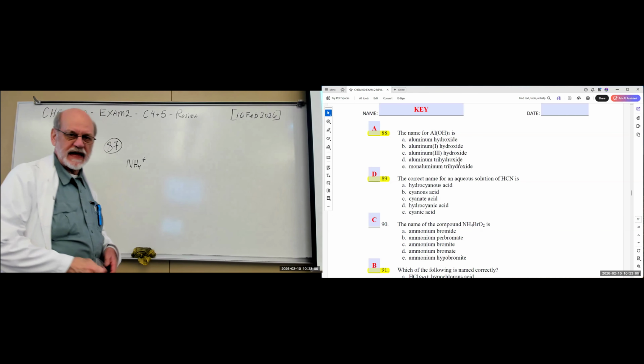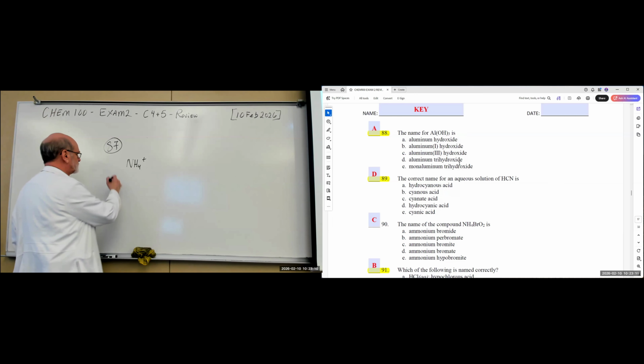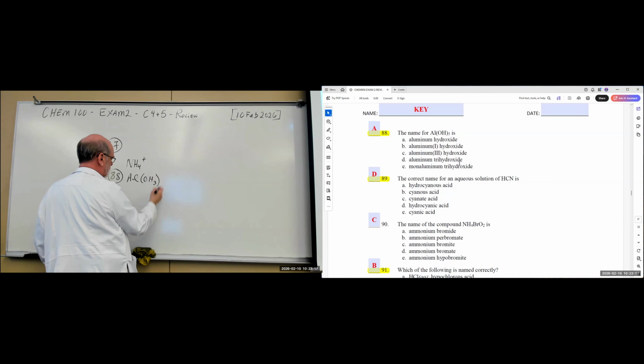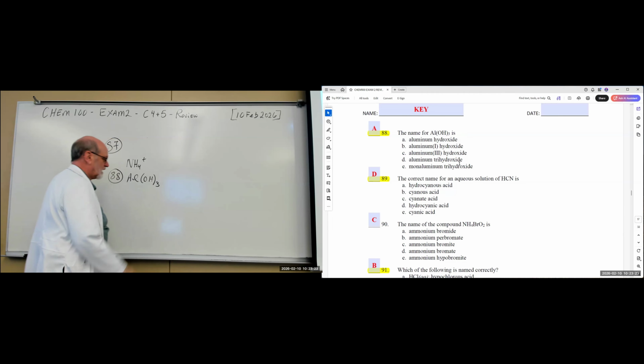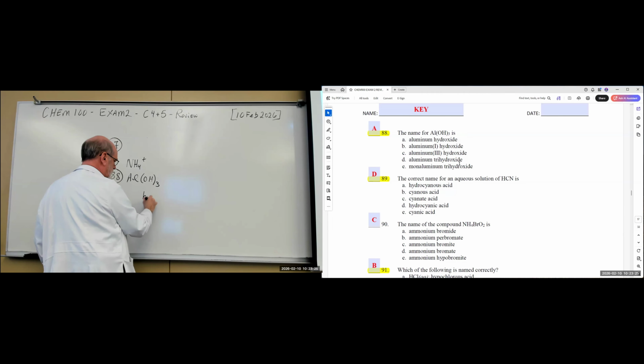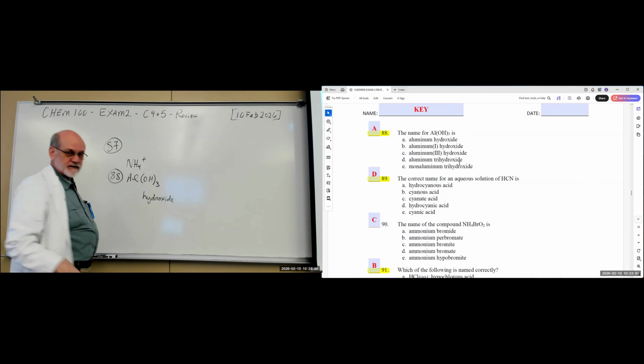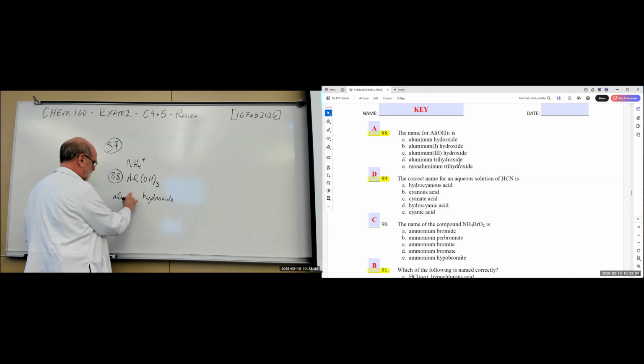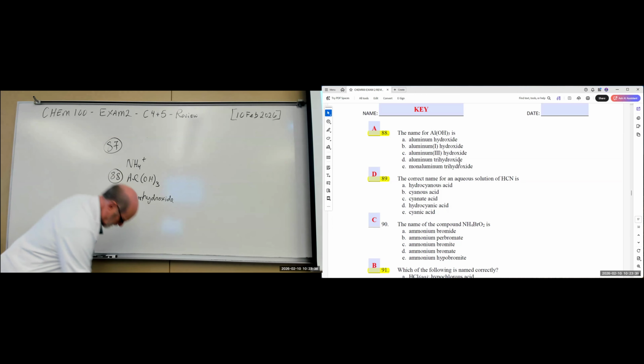How about 88? The name for AlOH3. Oops, my mistake. There. This is hydroxide. Aluminum has a fixed charge. This is a type 1 compound. Aluminum hydroxide. Right.